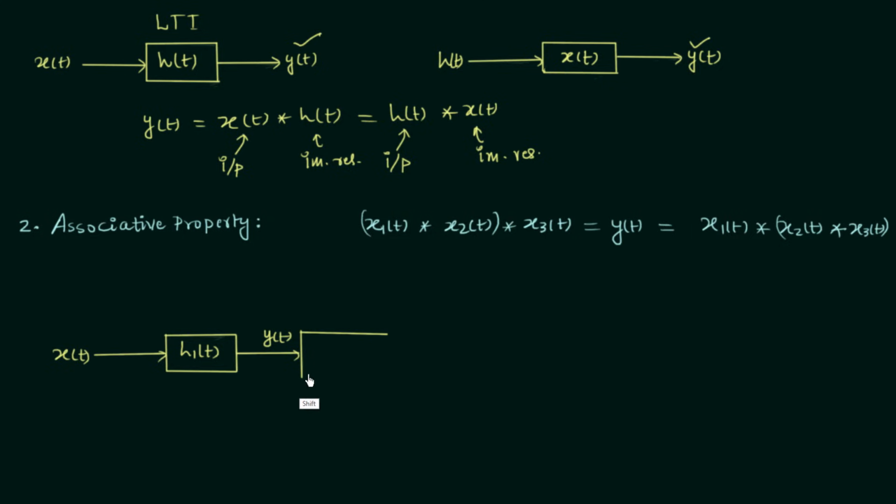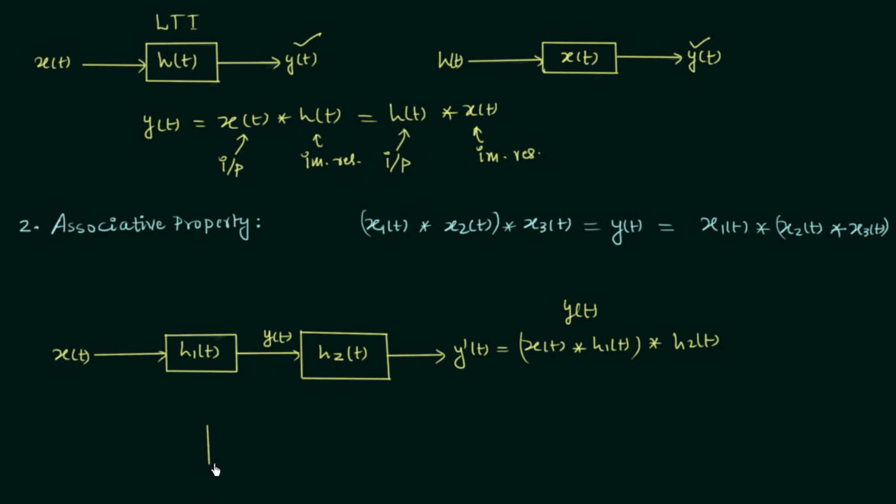the impulse response of the second system connected in series with the first system. h2(t) is the impulse response. So the final output, let's say y'(t), is equal to x(t) convolved with h1(t), that is y(t), and then it is convolved with h2(t). Now according to the associative property, if we convolve h1(t) and h2(t) first and then convolve it with x(t), then also we will get y'(t).